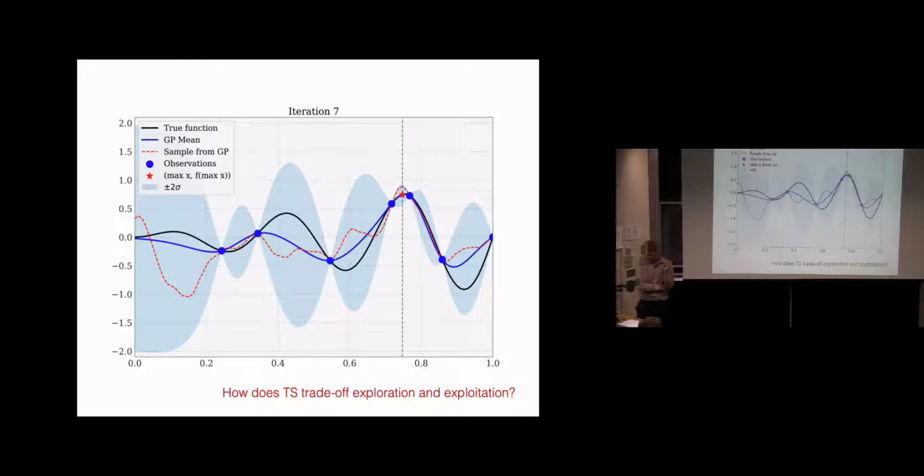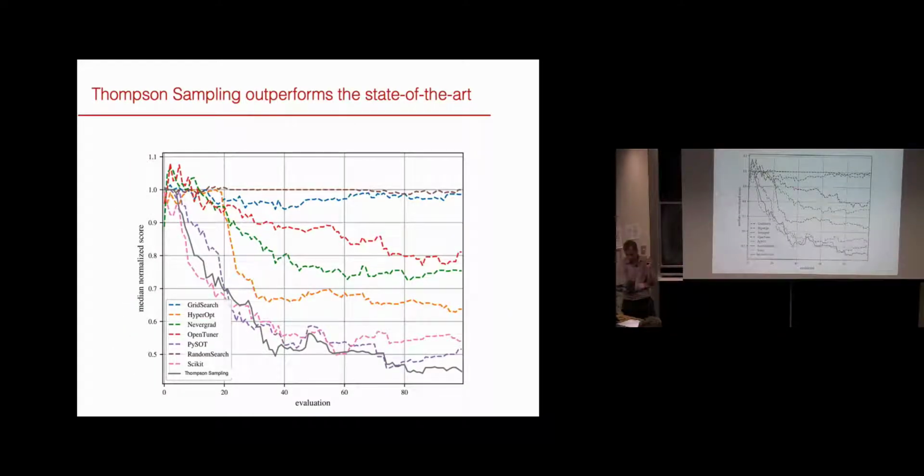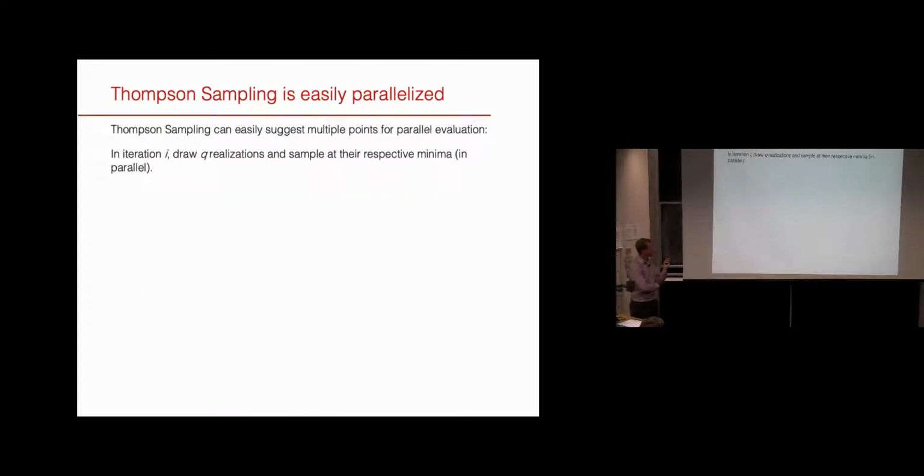Okay, let me conclude that by showing these performance plots where we actually compare Thompson sampling to many Bayesian optimization packages which are out there. And it turns out that Thompson sampling performs best. This is an average plot over 50 scikit-learn benchmarks. And we see that Thompson sampling has a very good performance, despite the fact it's a very simple, trivial to implement algorithm. I would also like to point out that Thompson sampling can be parallelized very easily. Something we had in several discussions today.